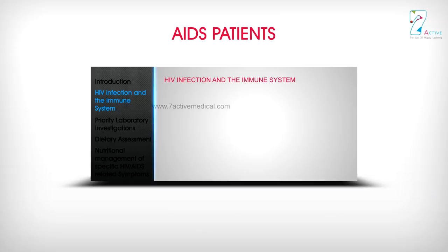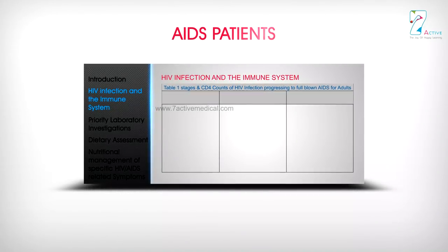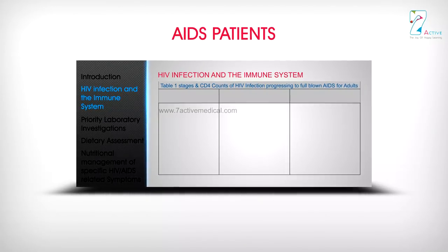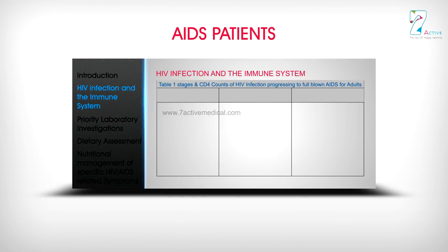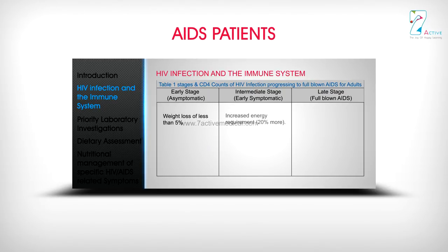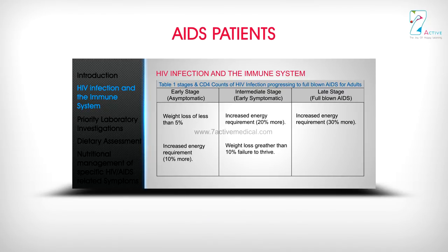HIV infection and the immune system. Table 1: Stages and CD4 counts of HIV infection progressing to full-blown AIDS for adults. Early stage, asymptomatic. Intermediate stage, early symptomatic. Late stage, full-blown AIDS. Weight loss of less than 5%. Increased energy requirement, 20% more. Increased energy requirement, 30% more. Increased energy requirement, 10% more. Weight loss greater than 10% or failure to thrive. Weight loss greater than 10% and wasting.